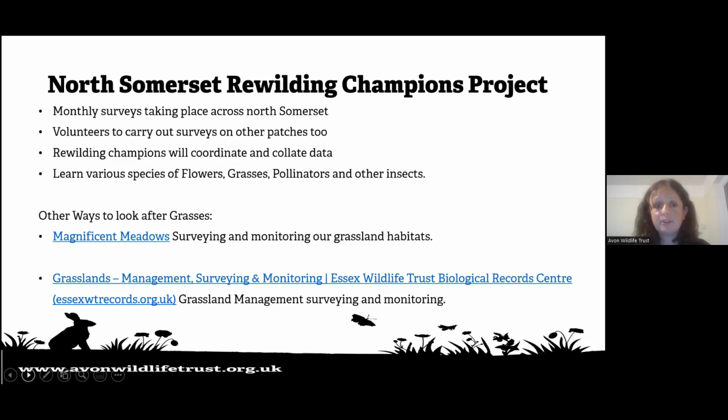Other ways to look for grasses are Magnificent Meadows surveying and monitoring our grassland habitats, and grassland management surveying and monitoring with Essex Wildlife Trust.